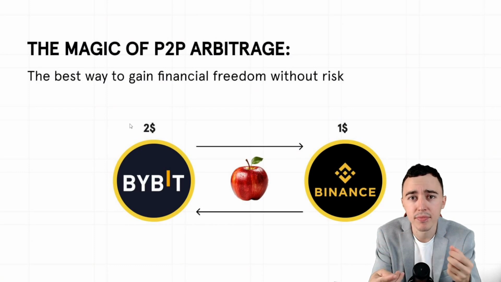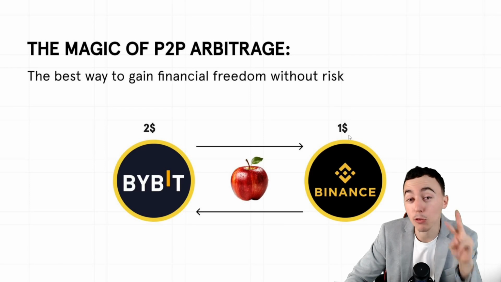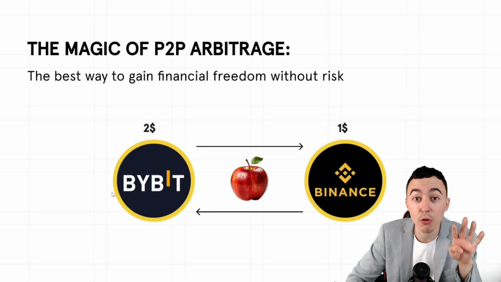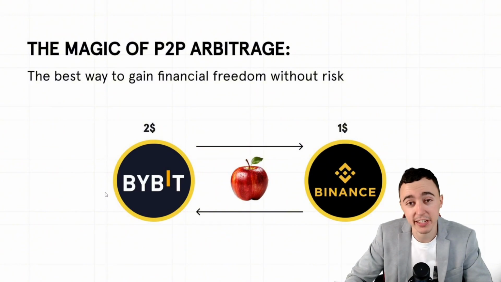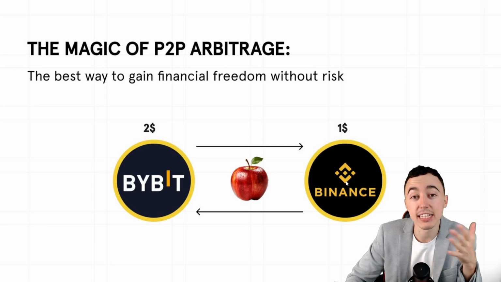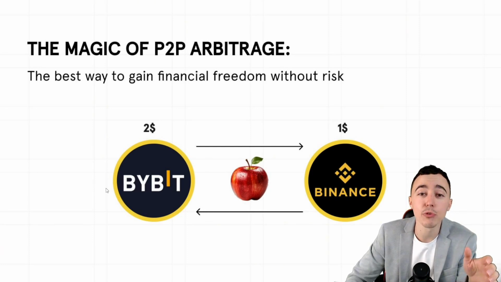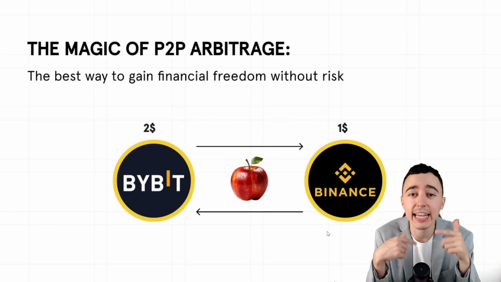doubling my money. After that, with those $2, I can come back to market one and buy two apples because they cost $1 each. And those two apples, I can bring them back to market two and sell them for $4. And with those $4, what am I going to do? I'm going to repeat the strategy. With those $4, I am going to go back to Binance, in this case, market one, and I'm going to buy 4 apples. And those 4 apples, I'm going to bring them to market two. I'm going to sell them for $8. With those $8, I'll buy 8 apples. Again and again and again.